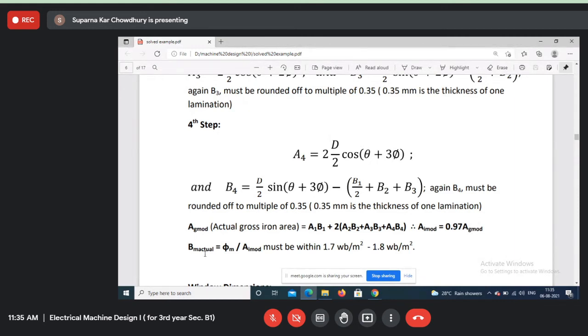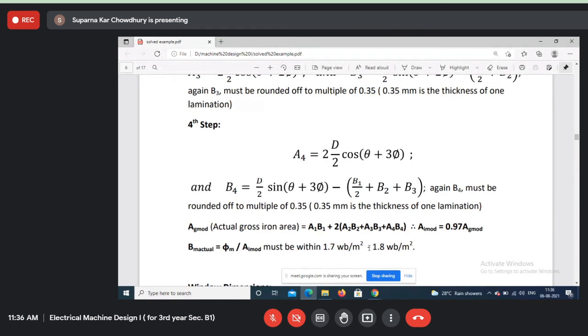BM actual, now that our area what we have started with has changed. So our BM, what we have assumed, will change. So BM actual will be phi m by AI modified. Now, when you come back to this point, the actual value we started with was 1.75. So the actual or modified value should lie between 1.7 to 1.8 Weber per meter square.